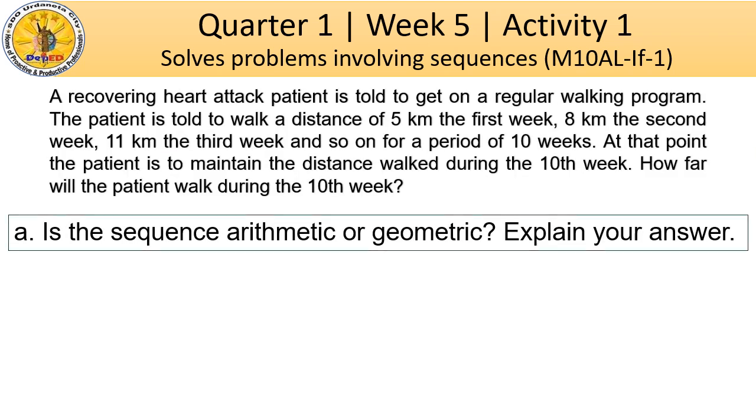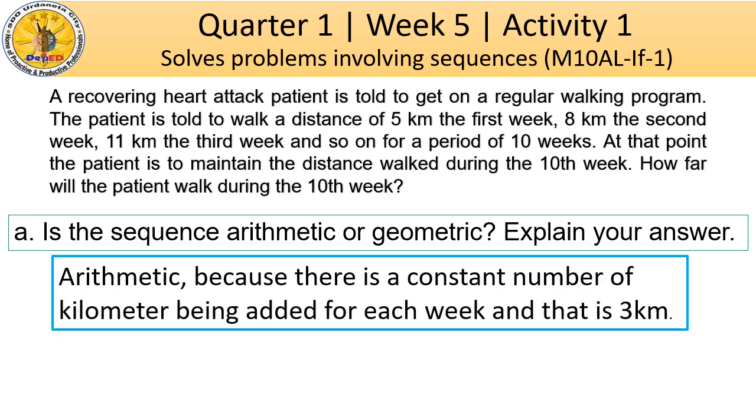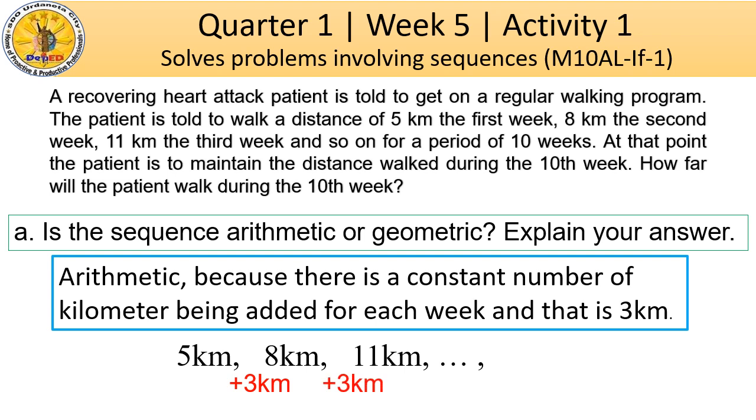Is the sequence arithmetic or geometric? Explain your answer. Arithmetic, because there is a constant number of kilometers being added for each week, and that is 3 kilometers. We have 5 kilometers on the first week, 8 kilometers on the second week, and 11 kilometers on the third week. They all have a common difference of 3. Remember that in an arithmetic sequence, the difference between the consecutive terms is constant.